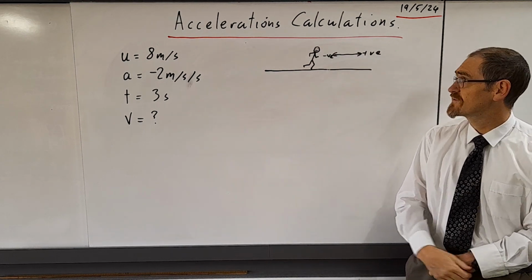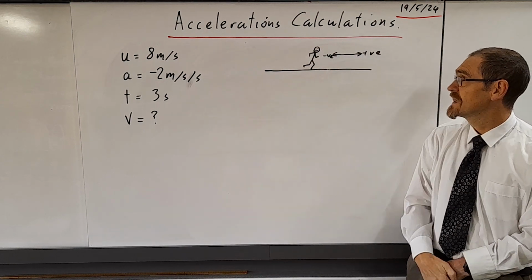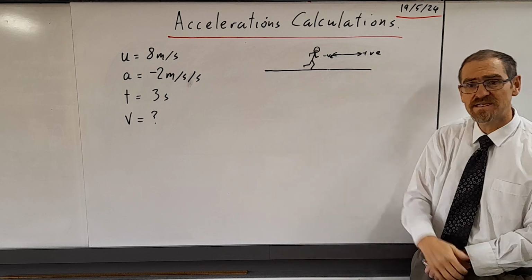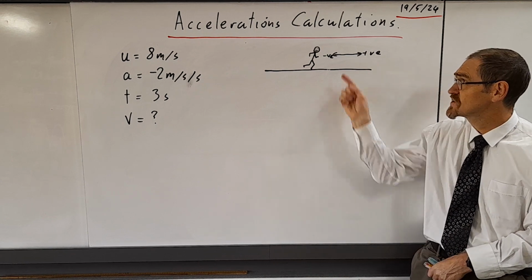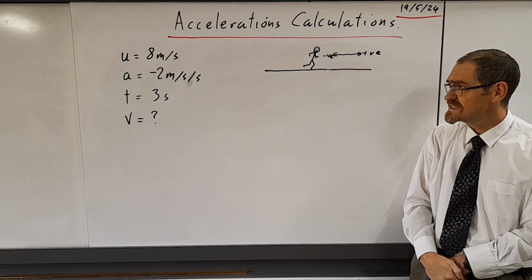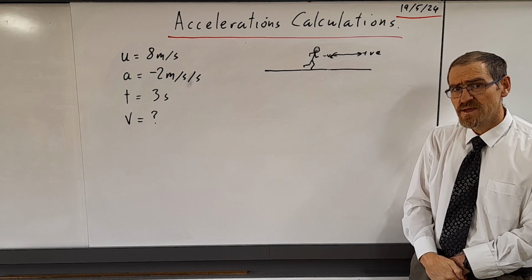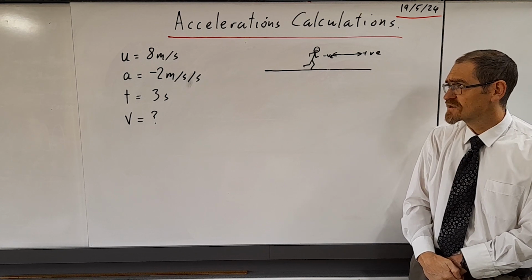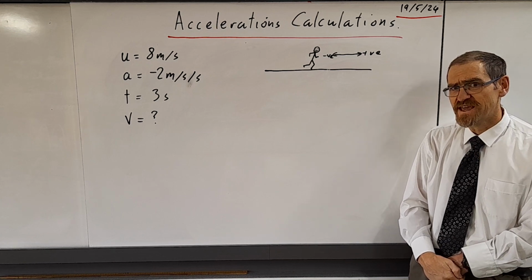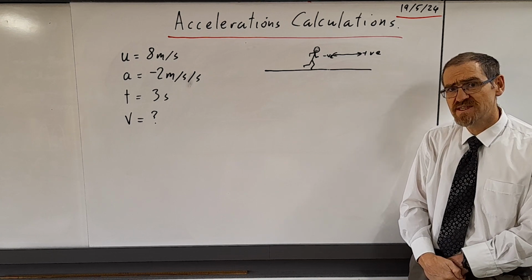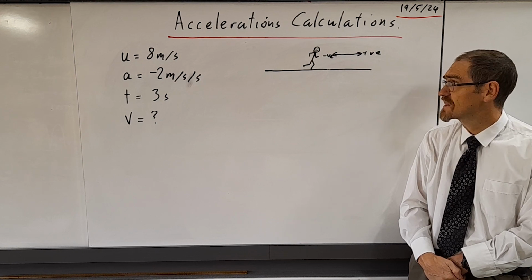So in the diagram, we've got our Julian, he's running along, and we've indicated that to the right is positive, and to the left is negative. This is a situation where Julian's slowing down. We've said previously that acceleration is a vector, velocity is a vector. If they're in the same direction, then your object's going to be speeding up. If they're in opposite directions, then your object's going to be slowing down.